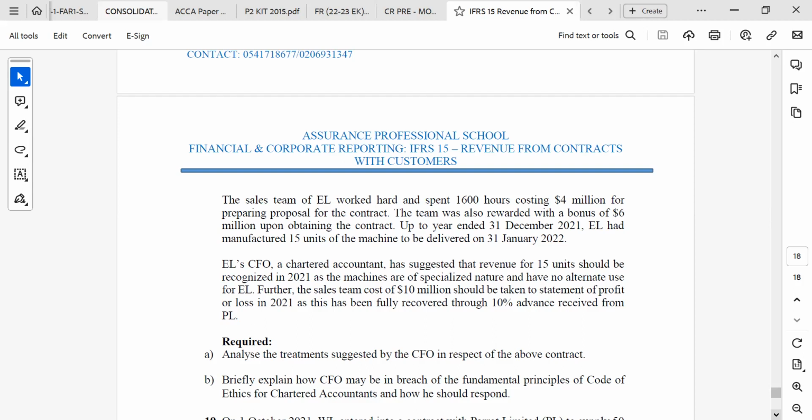So you are trying to give false information about the presentation of the 6 million, and also saying that the 10 million is fully recovered through the 10%. That one is also false information, because that is not right. So if the CFO is now asking that the accountant should go by this, it means that the accountant will be coming out with false information, which is not going to be right.